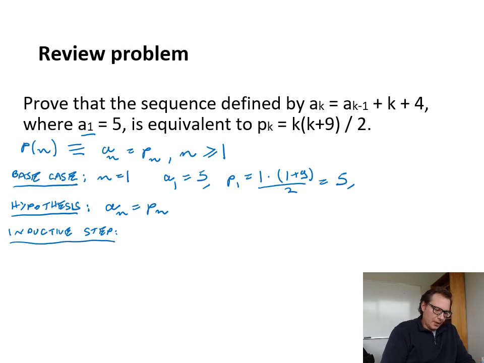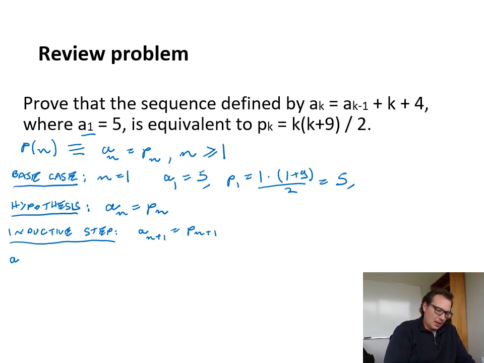Where we want to show that a of n plus 1 is equal to p of n plus 1. Okay, so the structure now is similar to what we did in the previous proof. So a is a recursive sequence, so we want to express a of n plus 1 in terms of a of n so that we can plug in the hypothesis. And so how do we do that?